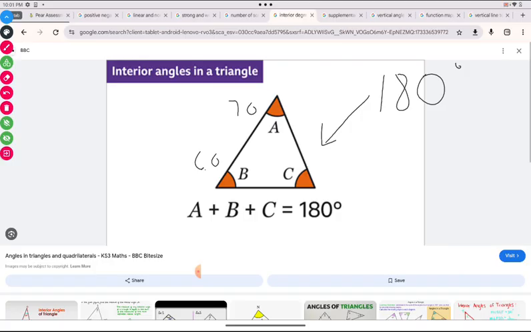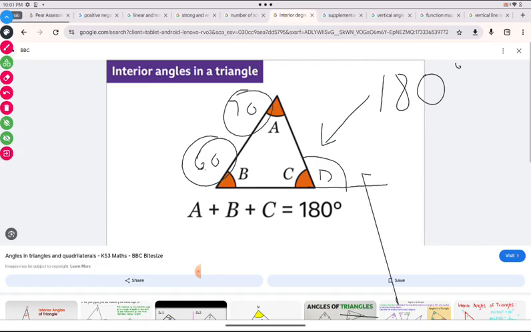And if you recall, for exterior angles, let's say we have an angle out here, we'll call this angle D. Please be mindful that the two opposite interior angles, 60 and 70, would be equal to this exterior angle. So this should be 130 degrees on that exterior angle D.